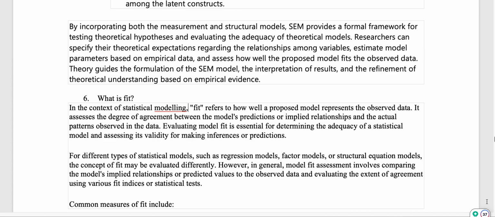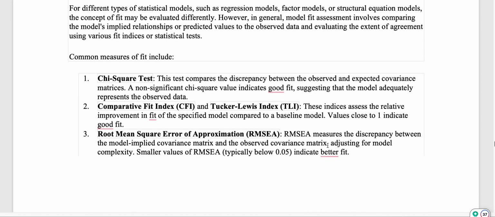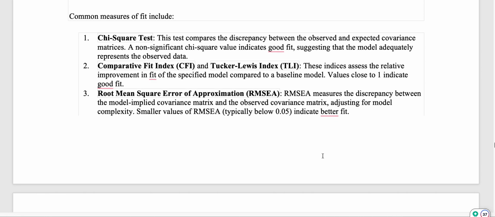For different types of statistical models, such as regression models, factor models, or structural equation models, the concept of fit may be evaluated differently. However, in general, model fit assessment involves comparing the model-implied relationships or predicted values to the observed data and evaluating the extent of agreement using various fit indices or statistical tests. Common measurements of fit include the chi-square test. This test compares the discrepancy between the observed and expected covariance matrix. A non-significant chi-square value indicates good fit, suggesting that the model adequately represents the observed data.